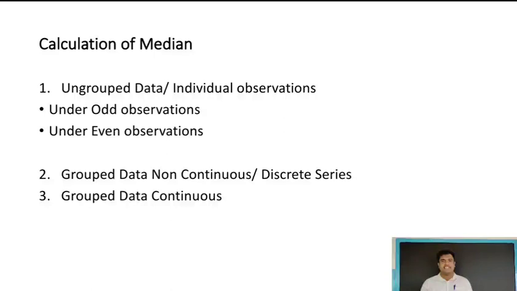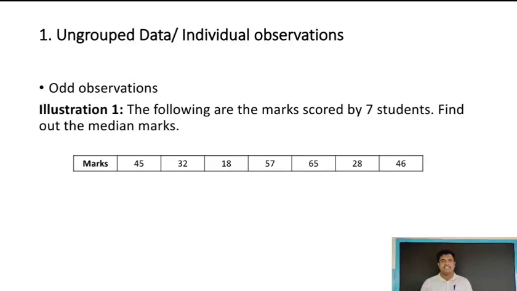In this median calculation, median is calculated under ungrouped data, grouped data non-continuous, and grouped data continuous. In ungrouped data or individual observations, it is divided into odd observations and even observations. When the number of observations is odd, how is median calculated, and when the number of observations is even, how exactly is the median calculated. In odd observations, let us understand illustration 1.